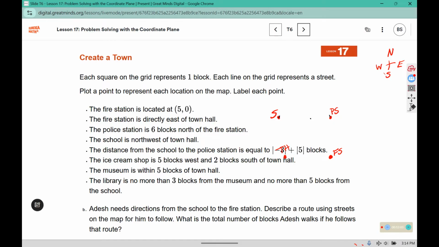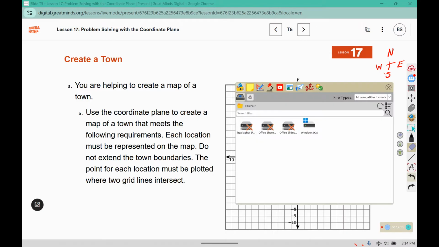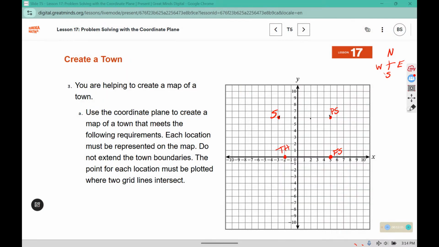The ice cream shop is 5 blocks west and 2 blocks south of the town hall. So 5 west and 2 south for the ice cream shop. So 1, 2, 3, 4, 5. 1, 2. That is the ice cream shop.